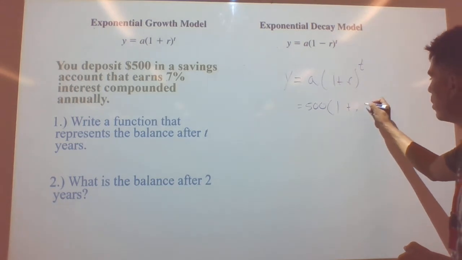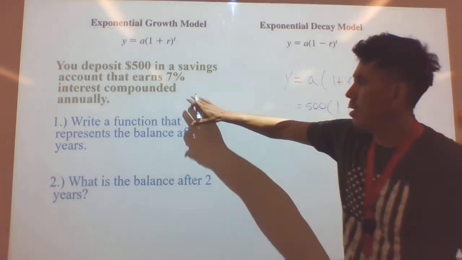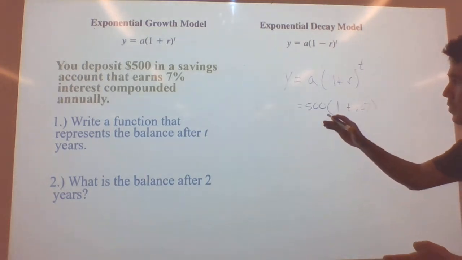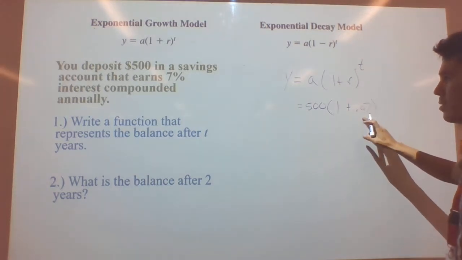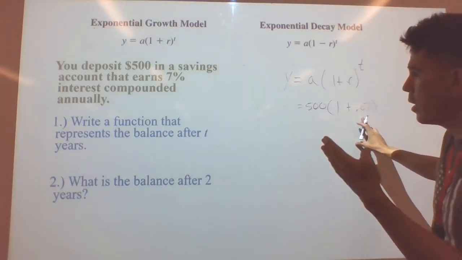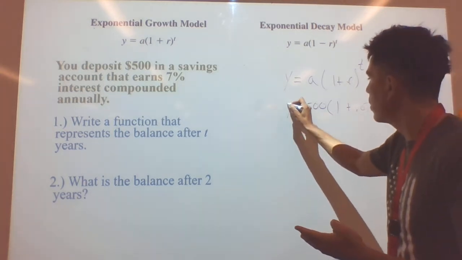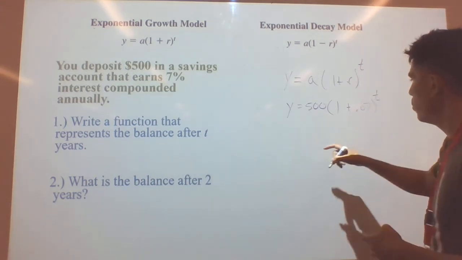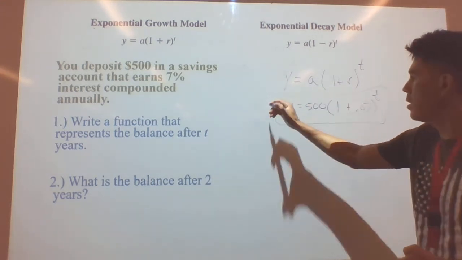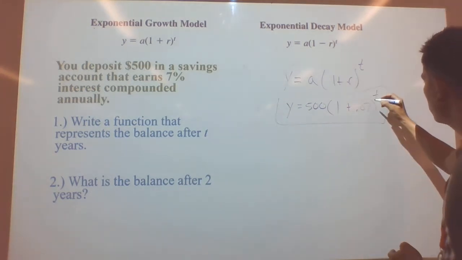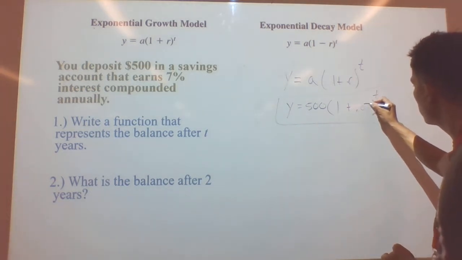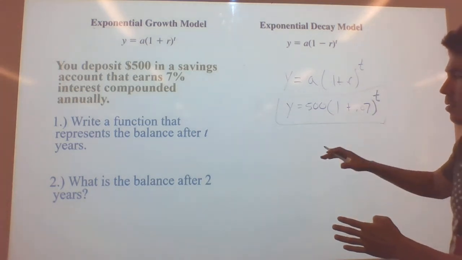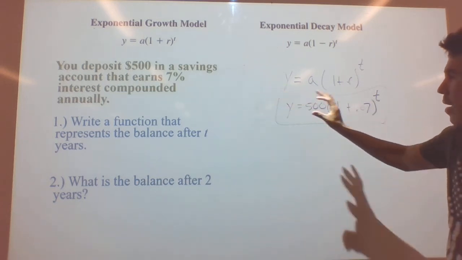So it becomes 0.07. So again, if you want to review how to convert percent to decimal, maybe look at a different video. But all we're doing is we're moving the decimal over to the right 2 times, and we get 0.07. And then we look at the questions here. Write a function that represents the balance after t years. Boom. This is A. That's the answer to A. So this represents a function that depicts that scenario after t years.